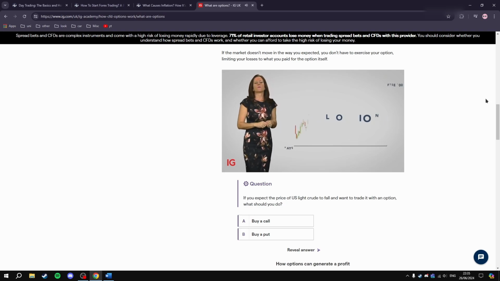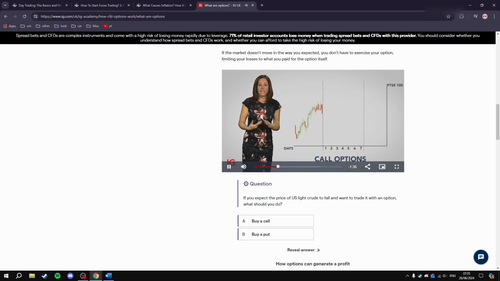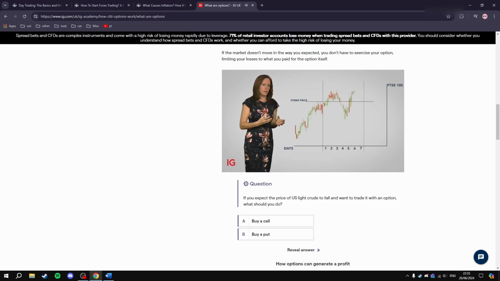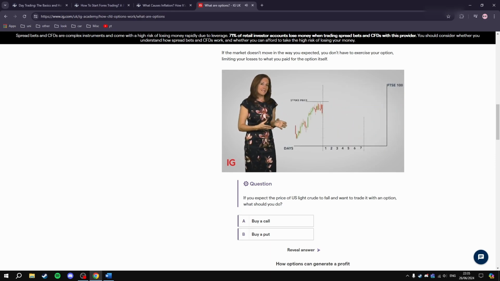Say you think the FTSE 100 is going to rise in the next week. Instead of buying the FTSE now, you purchase an option to buy it within the next 7 days. This is known as a call option. It gives you the right to buy the index at a set price called the strike before the option expires. If the FTSE moves above the strike, you can exercise your option and buy for less than the current market price. If the FTSE drops instead, you can leave your option to expire, losing only your premium.